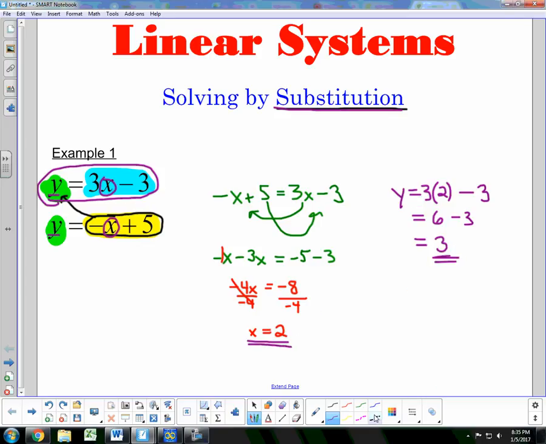We can now write our solution as an ordered pair. Remember, you always write the x number first. So parenthesis 2, comma 3. And that is our solution. That is the substitution method.